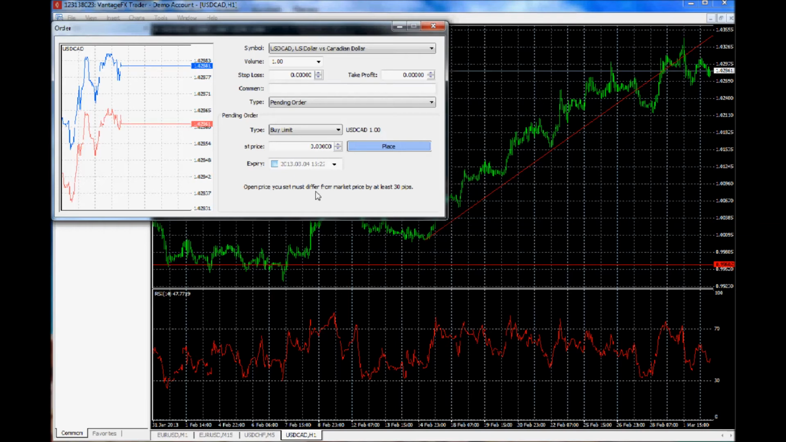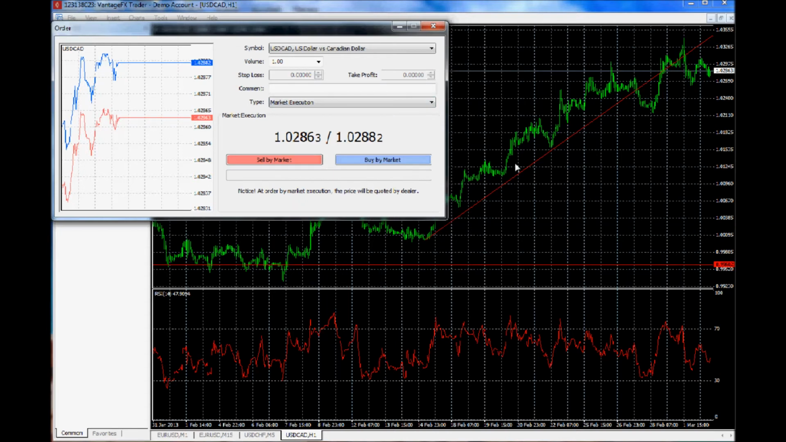So therefore you might want to put a pending order in there, or you can basically put a buy or a sell, and it all depends on how you want to do it. Or you can just say market execution. So if you want to buy straight away, you can sell the market by clicking this button, or buy the market by clicking that button there. You can pop your stop losses in, your volume. Now this is the size that you're going to be trading.